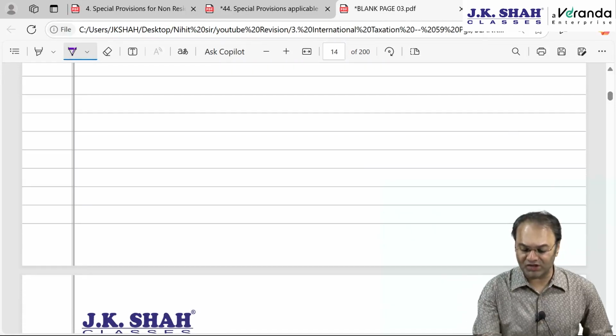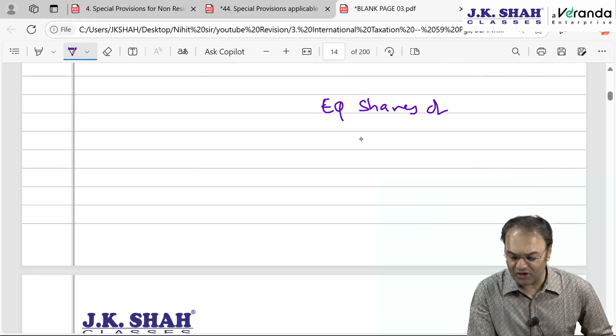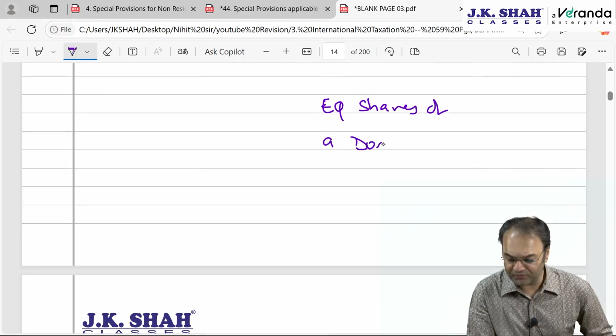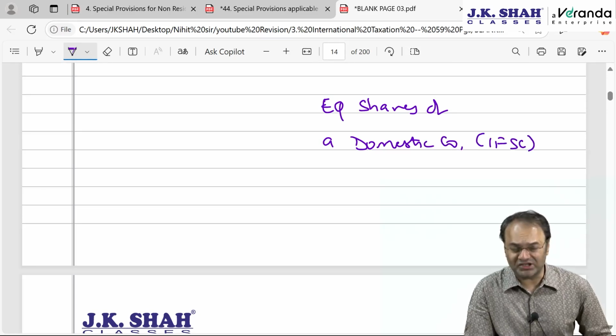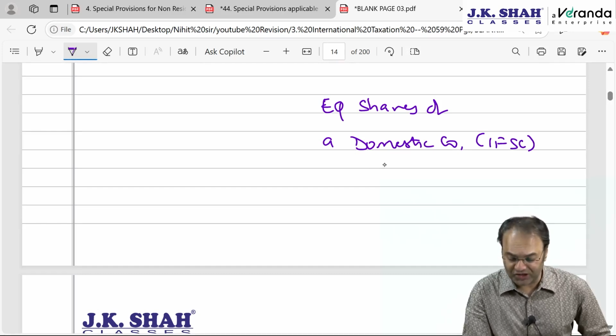Primarily what you need to understand is this: equity shares, whose equity shares are getting transferred, equity shares of a domestic company which is located in IFSC, that is also okay, plus commences operations on or before 31st March 2026, located in IFSC. Which business should it be engaged in? Should be engaged in the business of leasing aircraft.